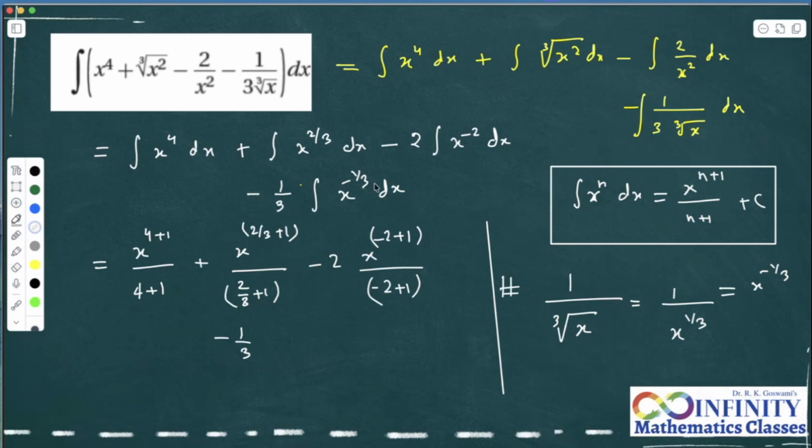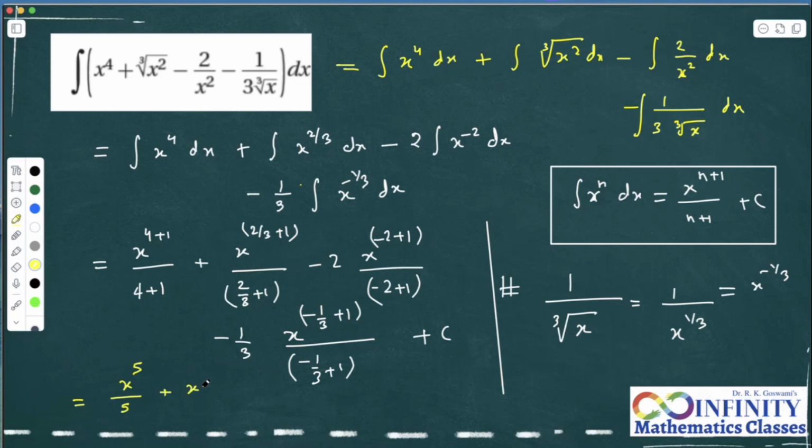What should be the last expression? X exponent negative 3 plus 1, and I should divide by the same. And yes, you need to add the constant of integration because we are using antiderivative and basically indefinite integration. Right? So now our task is to simplify only. The first term is going to be x exponent 5 divided by 5.